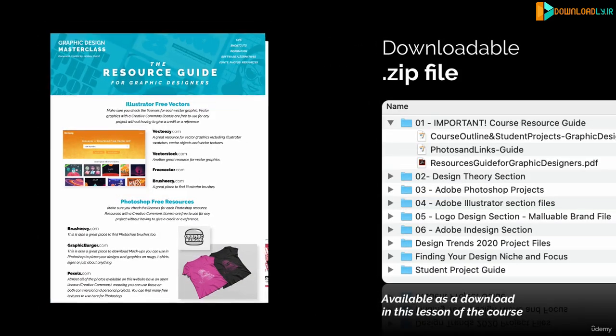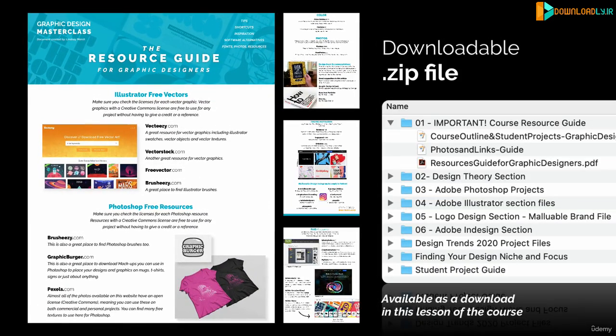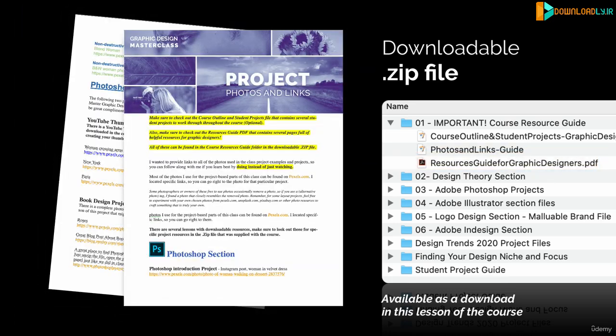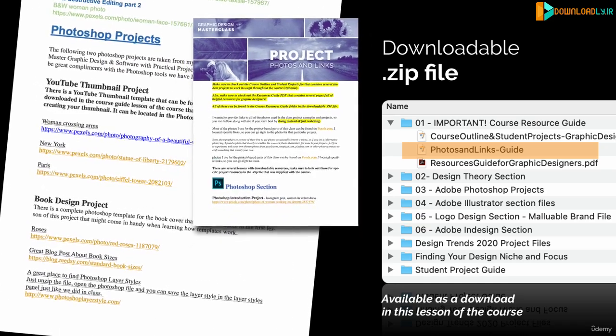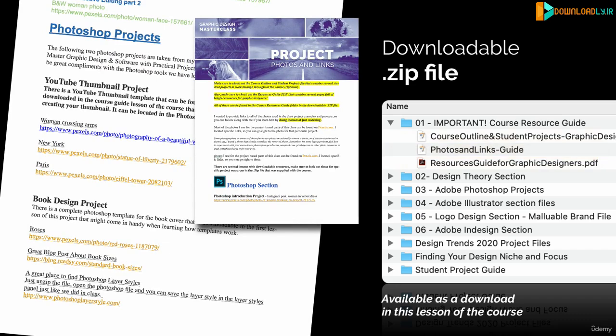In the first lesson, there's a link to a resource list, which provides a full list of resources for this class, like my favorite place to find photos, fonts, and vector files. There's also a second Word document called the Project Files document, and this contains all of the links to the photos and vector files I use in my project examples in the class. This list is great for those who like to follow along by doing instead of just by watching.